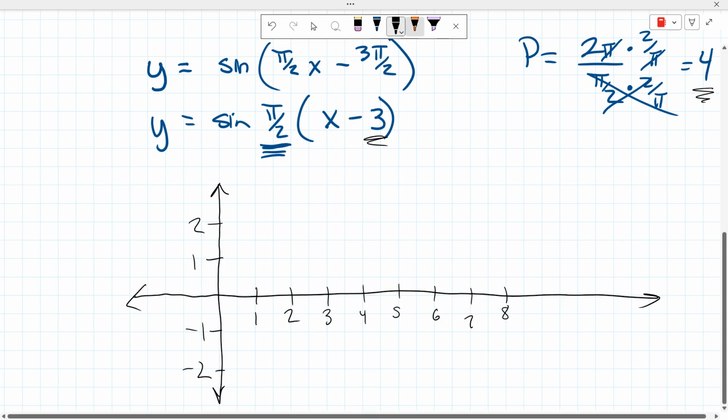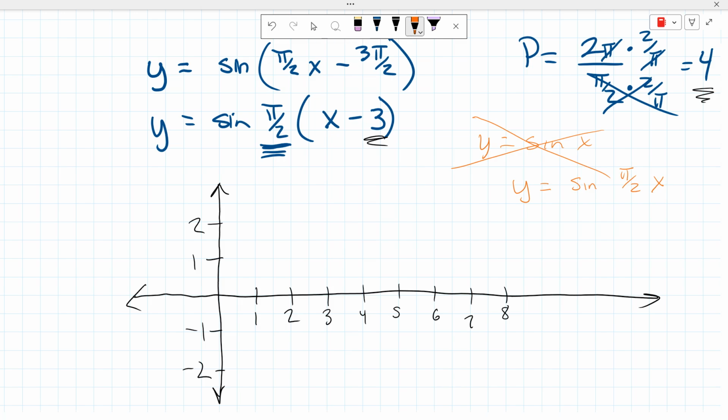So my first graph is not going to be y equals sine of x, because if I graphed y equals sine of x, I would need radians on my x-axis. So I'm not going to graph that. My first graph is going to be y equals the sine of pi over 2x.